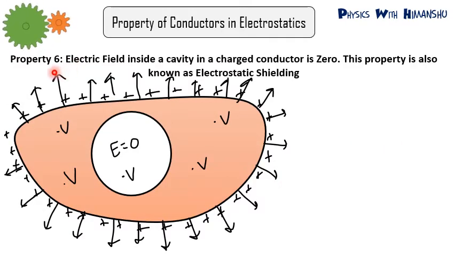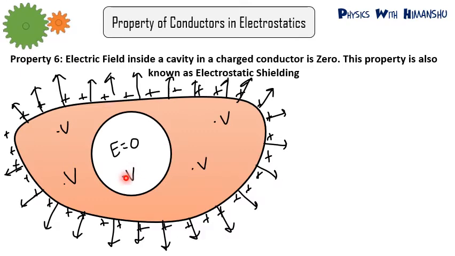Property number 6 says that the electric field inside a cavity in a charged conductor is 0. This property is also known as electrostatic shielding. Suppose we have a conductor and there is a small cavity inside it. The conductor is charged. Now we know that if we put any charge on a conductor, the charge will move to the surface of the conductor. So inside there are no charges, so the electric field will be equal to 0, and if the electric field is 0 then potential is constant. So the value of potential will be the same at all points inside this conductor.